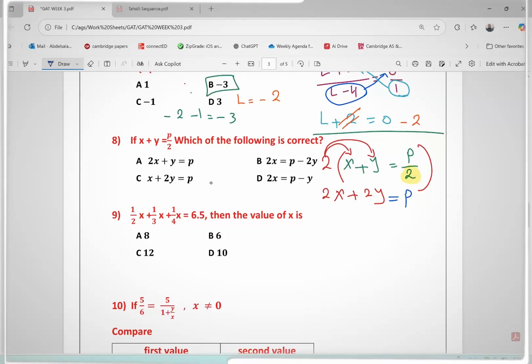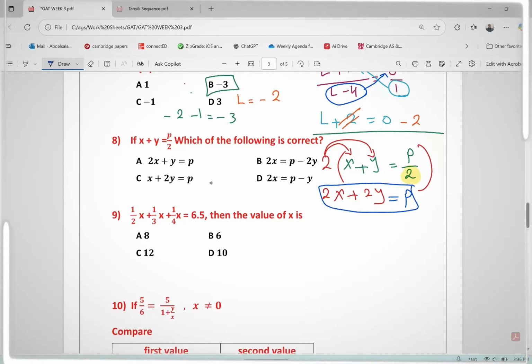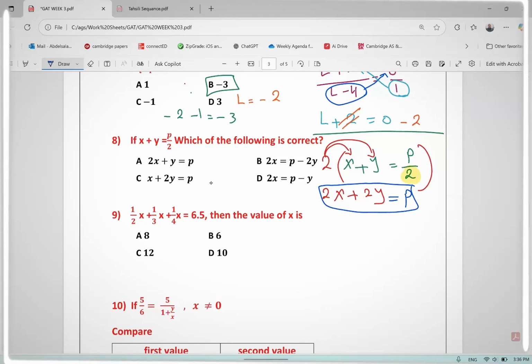Okay, Mister. This is the simplest form. I cannot simplify it more. Actually, this expression does not exist in the choices. I will type, please.